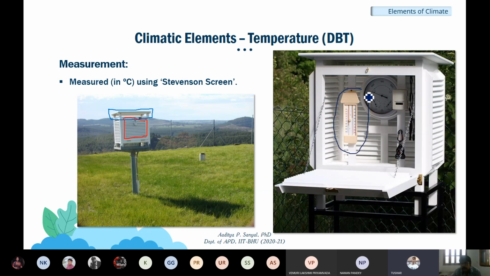So in this diagram, if you can see this, these are the thermometers, the DBT and the WBT, wet bulb thermometer and the dry bulb thermometer. This probably is for measuring the humidity, if I'm not wrong. Sir, it's a barometer. It's a barometer. Air pressure. And there are several other equipments. I am unable to recognize them at present.